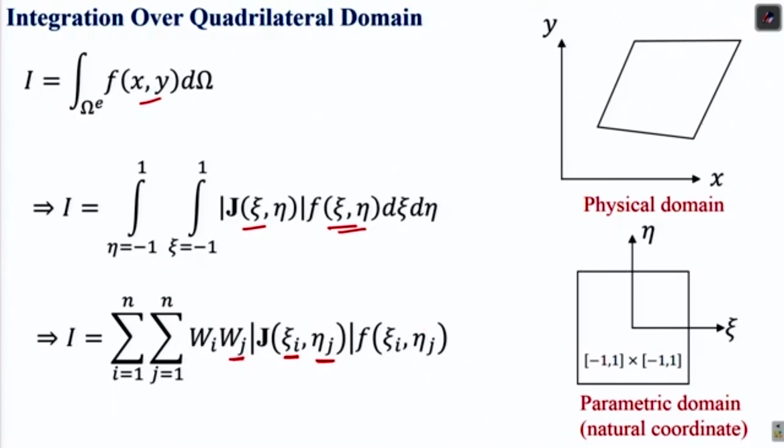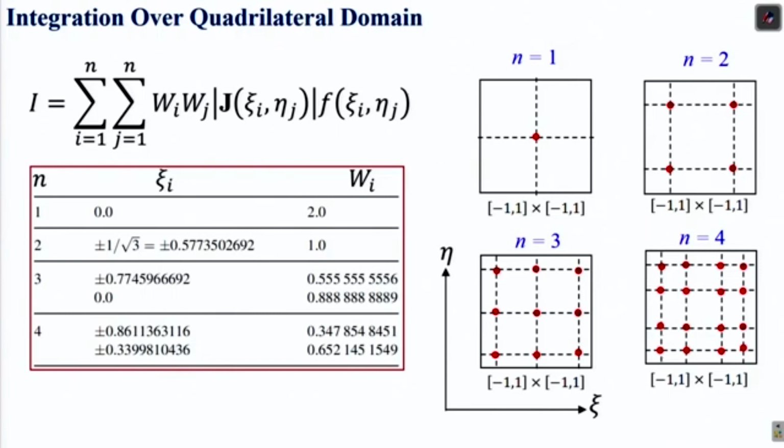Now this is the integration. For the quadrature points and weights for the quadrilateral domain, we can directly take the integration points we have already derived for the one-dimensional case. The same points we can take. Now these are representative positions of integration points for different quadrature rules. For the one point quadrature rule, we have just one integration point, at (0, 0), and the weight is 2.